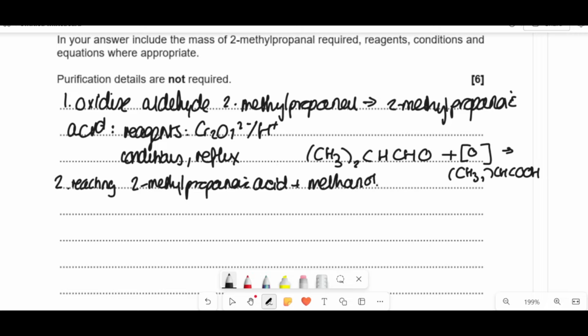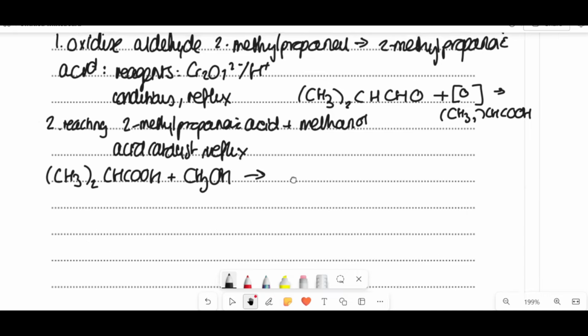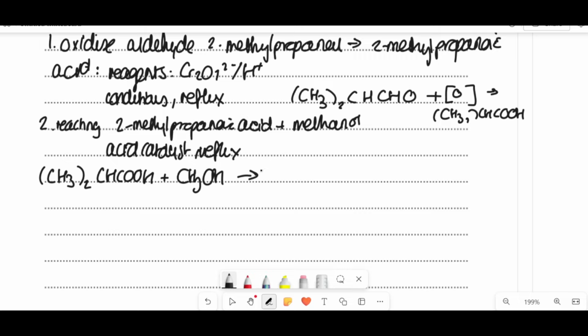And our conditions are going to be using an acid catalyst, under reflux as well. So then what you end up getting is your equation: (CH3)2CHCOOH plus CH3OH gives you (CH3)2CHCOOCH3, because that's the methanol part, that's the original 2-methylpropanoic acid bit, plus an H2O, right?